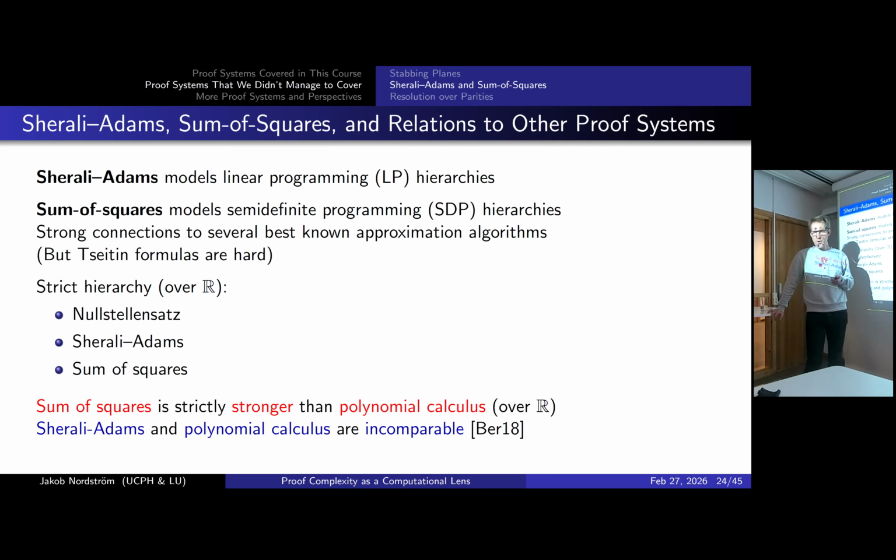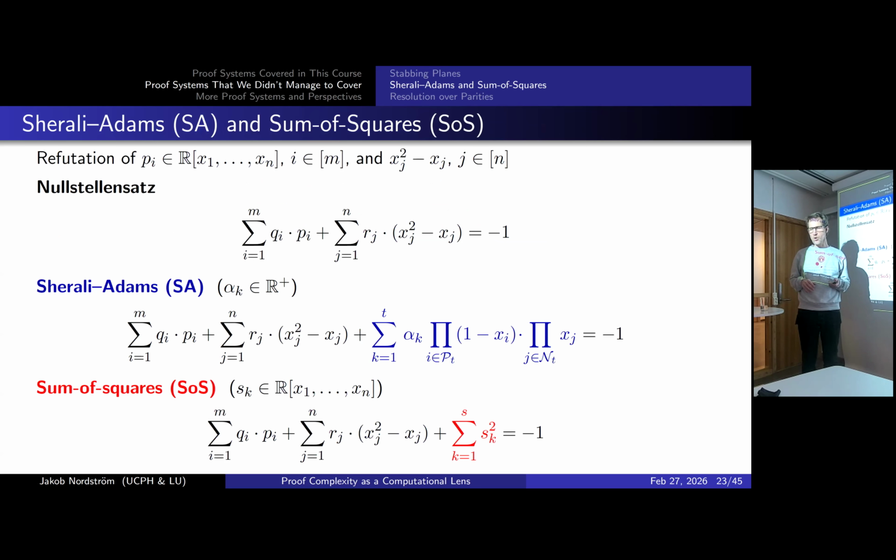It's known that, well, we already saw syntactically that Nullstellensatz, Sherali-Adams, and sum of squares form a hierarchy. This hierarchy is strict. More surprisingly, sum of squares is strictly stronger than polynomial calculus. Just to point out, these are so-called static proof systems. Talking about space wouldn't make sense here, because the proof is what it is, you write it down in one shot. Whereas polynomial calculus is a dynamic proof system that builds things up step by step.